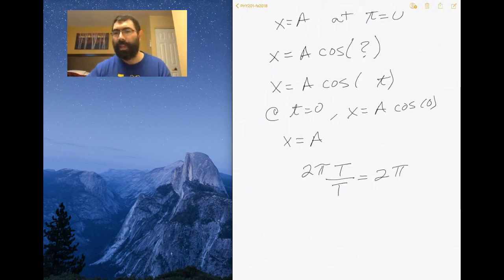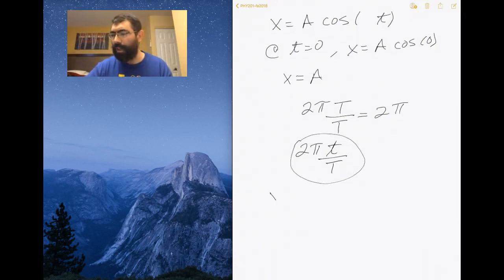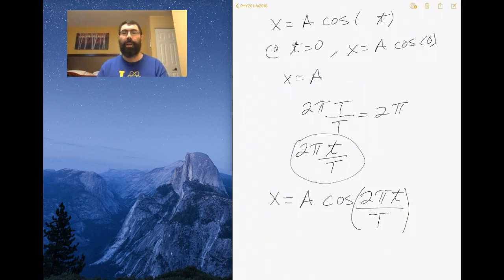If I only want to go half that time, then I would have 2 pi times the time it takes divided by the total time of a period. So if I go half a period, then it would be 2 pi times 1/2, or I've gone pi radians. So therefore, this is the argument we're going to put inside that cosine function. So now x is equal to the amplitude times the cosine of 2 pi t, where t is any time, divided by the period of my motion.